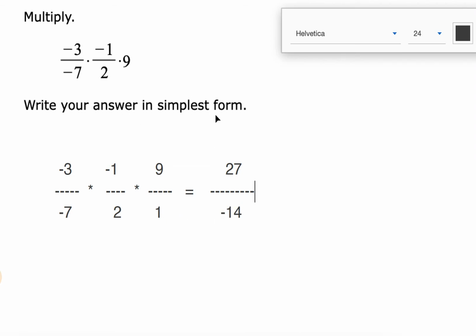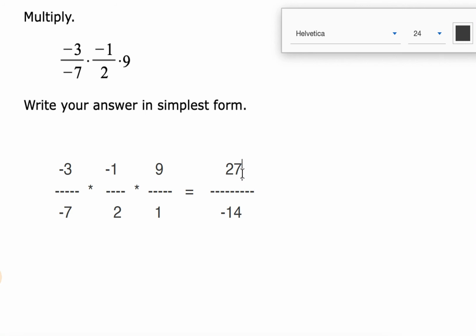We just always need to check to see if it's in simplest form. I want to look and see if I can divide the top and the bottom by maybe 2. But you can't because this is odd. This one you could. But I can't divide the top and the bottom by 3. 27 divided by 3 works, but negative 14 divided by 3 doesn't come out evenly. You can't do 4, can't do 5, can't do 6, can't do 7. So there's nothing else to do. This is in simplest form.